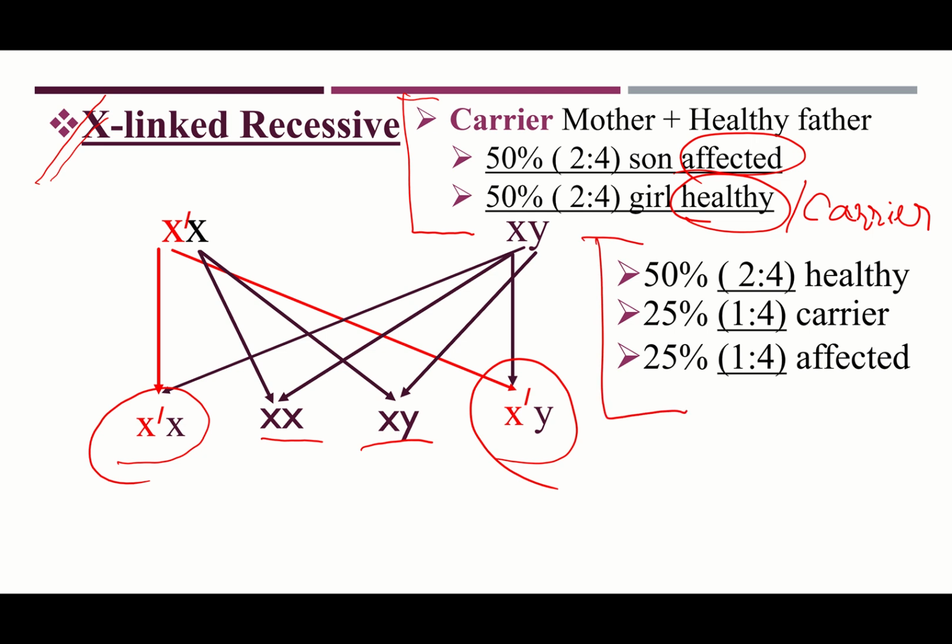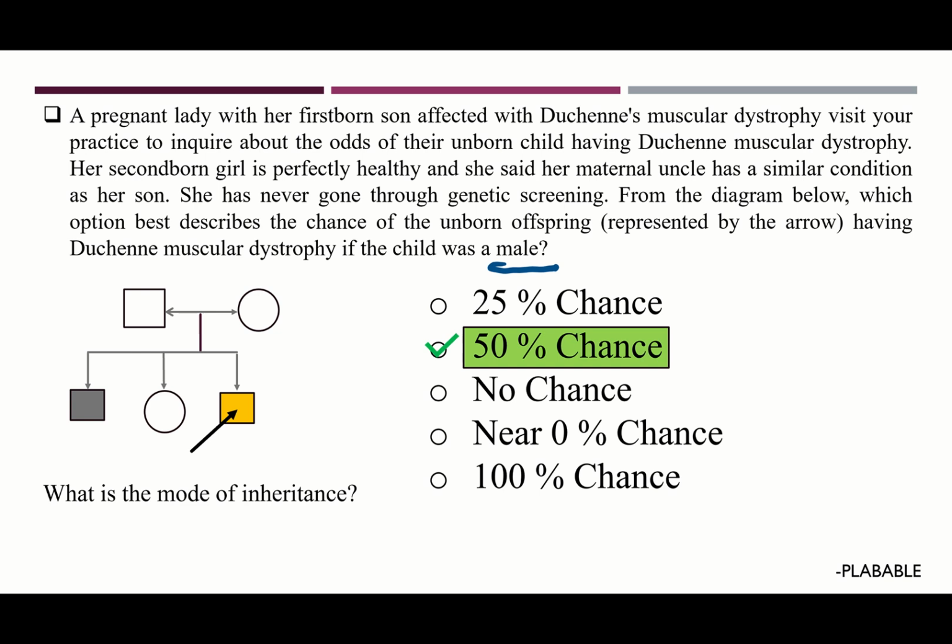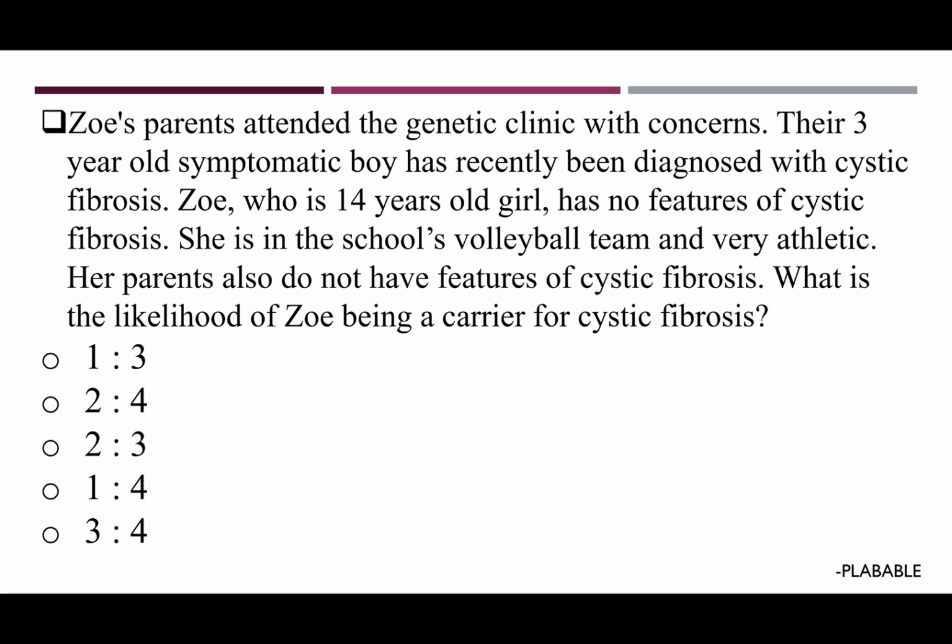So the question we had, the mode of inheritance, where the carrier mother with a healthy father and having DMD, and if the unborn child is male, so the gender is mentioned, what are the chances of him being affected? 50%. That is your answer, 50% or 2 out of 4. Okay. Now, this is the last question for today, the most difficult and confusing one, but a very good question. Let's solve this one.